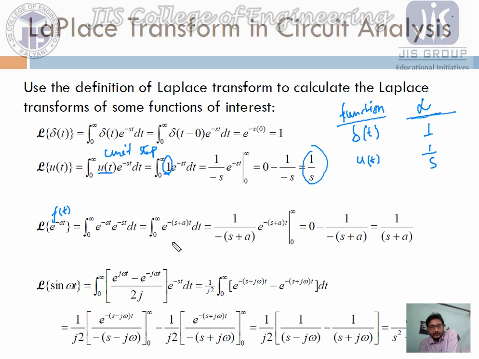After solving this equation, we add the powers. We take the common term as minus of s plus a into t, into dt. Just like the previous one, we can write this integration as 1 by minus of s plus a into e to the power minus s plus a into t, with the limit from 0 to infinity. After putting in the limits, we get 1 by s plus a.